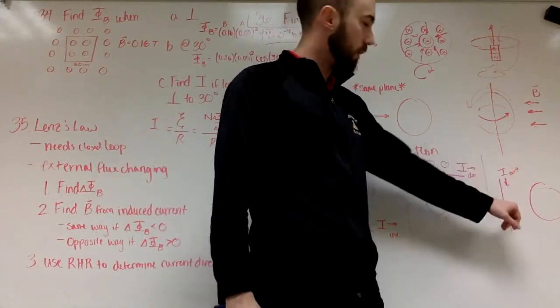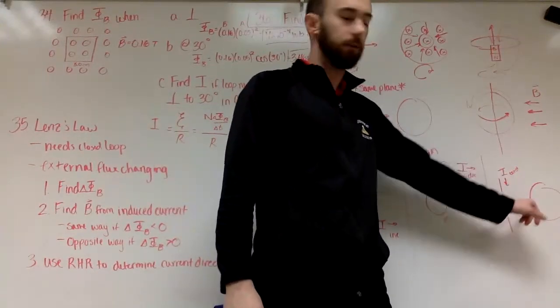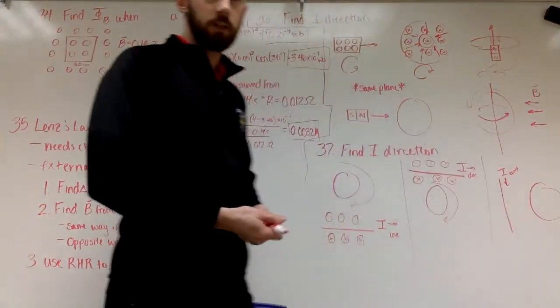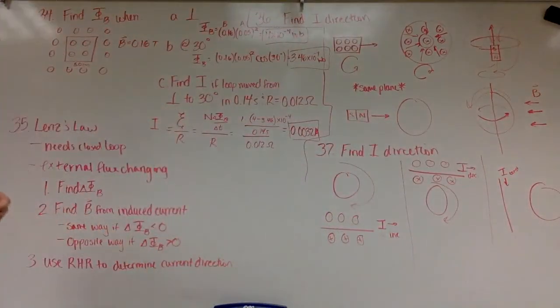Now in this one, it doesn't matter which direction the current is going because there's no change in magnetic field. There's no change in current, no change in magnetic field strength, meaning there's going to be no change in flux. So on the last one, there's going to be no current induced. And that's all we've got for this section of notes.